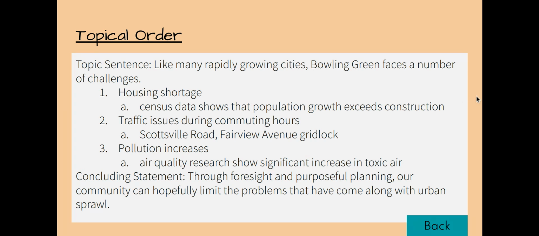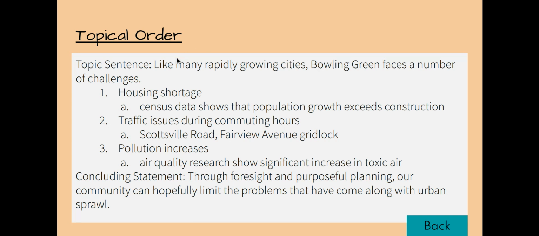Here I've just included an outline for a topical paragraph. You'll see that it doesn't fit into any of those other established patterns. Our topic sentences: Like many rapidly growing cities, Bowling Green faces a number of challenges: housing shortage, traffic issues during commuting hours, and pollution. Through foresight and purposeful planning, our community can hopefully limit the problems that have come along with urban sprawl.